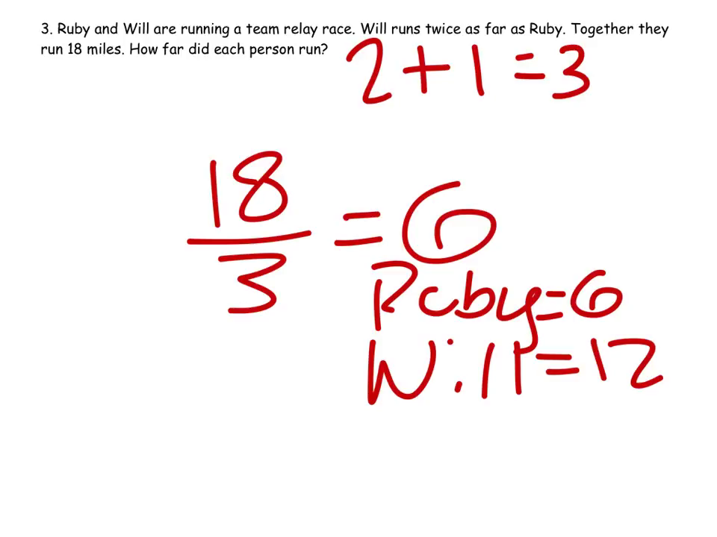Nice. It would actually be flipped around. It'd be Will equals... Oh, yeah, the other. Oh, no, that's right. I don't know. Will runs... Never mind, never mind. Anyways, Ruby runs twice.